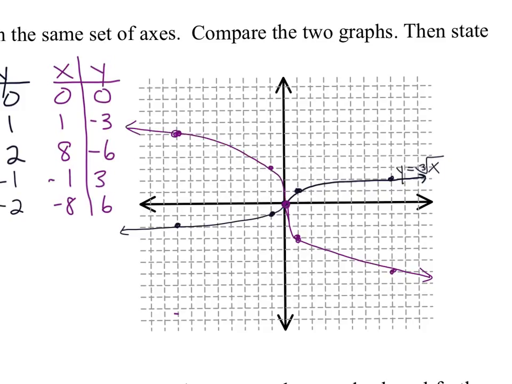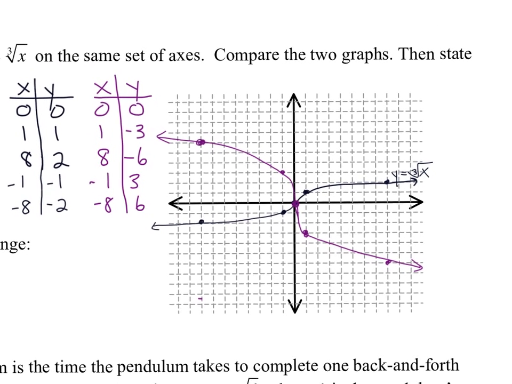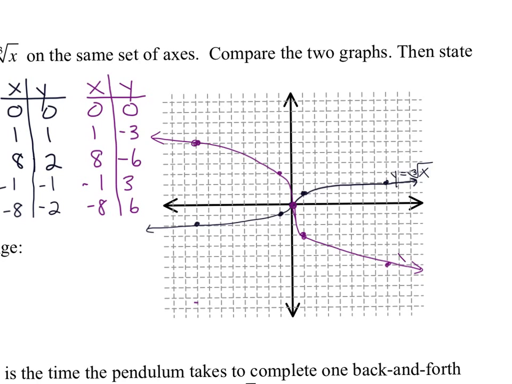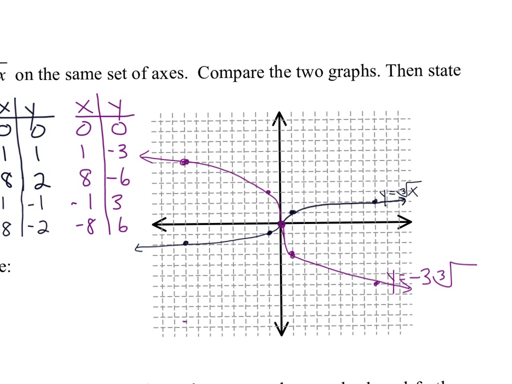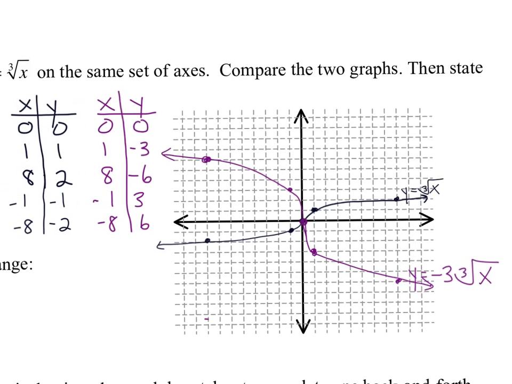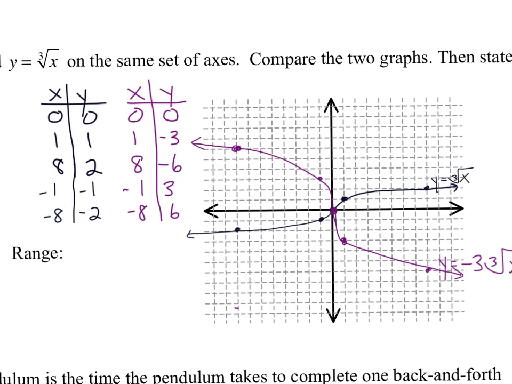So now for this one, they don't look to be exactly the same shape. The reason that this one is looking a little bit different is because of the negative 3 in front. So the negative 3 did a few things. One of the things that the negative 3 did was to make it vertically stretched, versus the last one, which was a shrink, because it made it closer to the x-axis. This one made it further away from the x-axis.